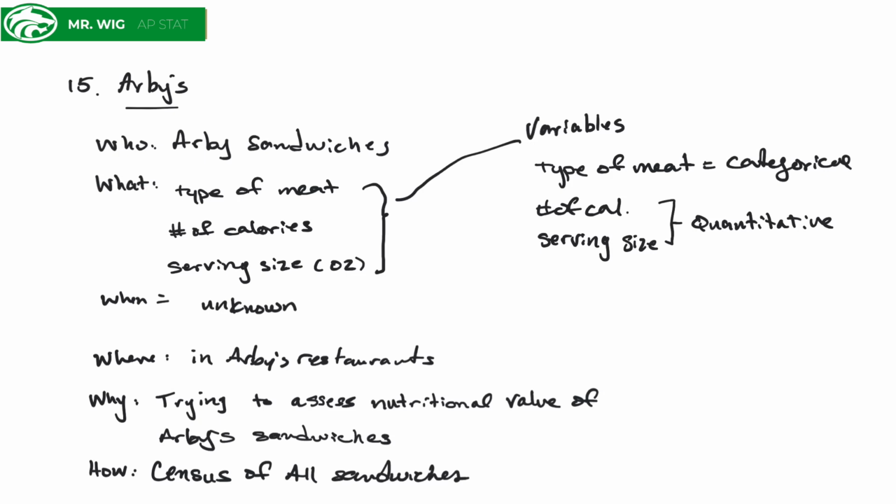Okay, 15. This one is about Arby's sandwiches, and this is kind of a long thing, so I'm just going to put it up there all at the same time. The information that we have is about the sandwiches on the Arby's menu. They recorded a few things. Number one, they recorded the type of meat it was. They recorded the number of calories it contained and the serving size, and that was in ounces. The number of calories happens to be in just calories. That's a unit.